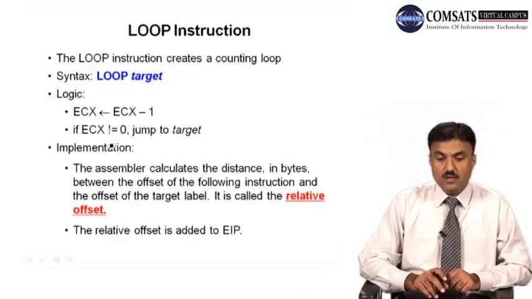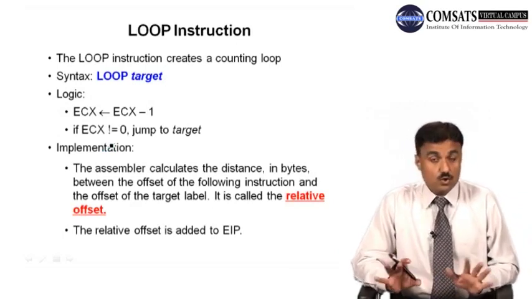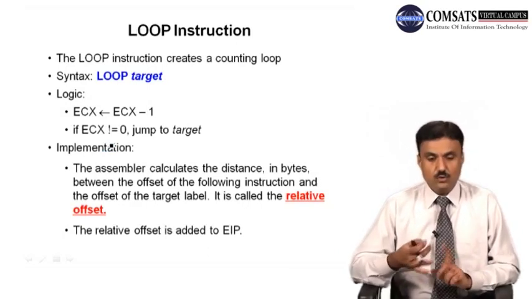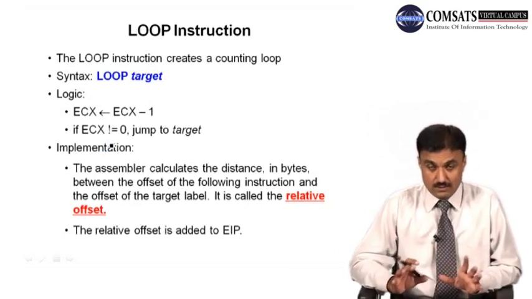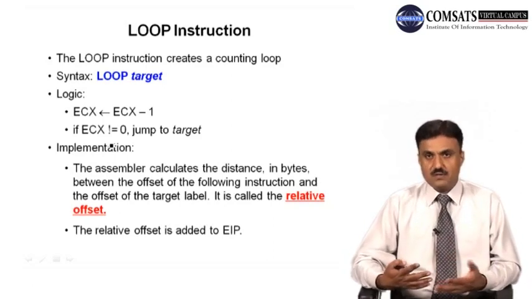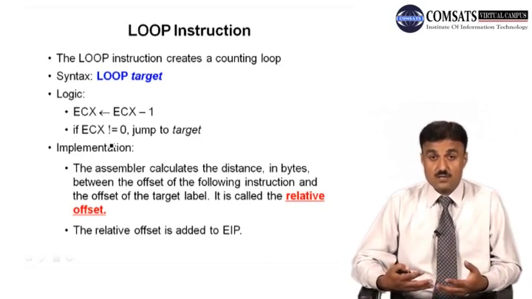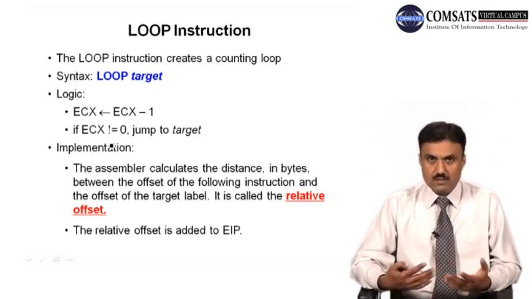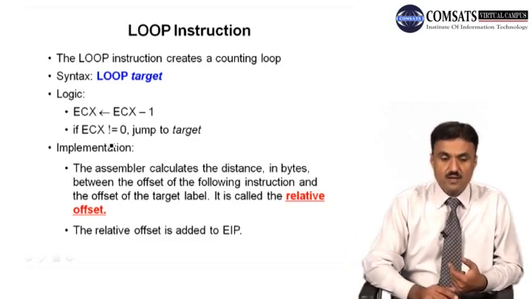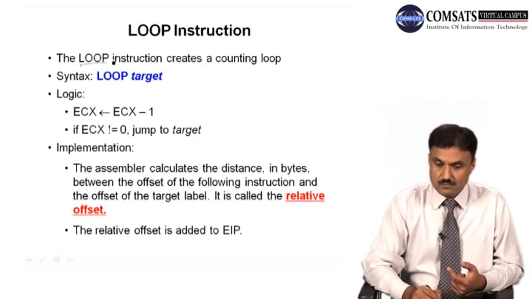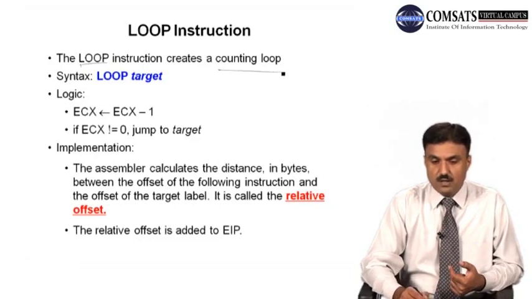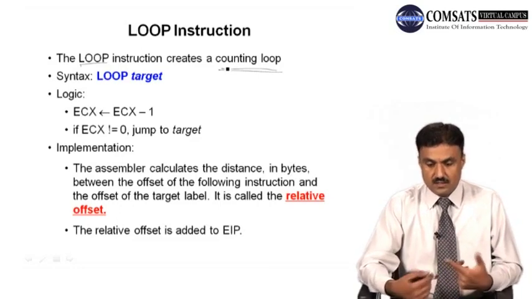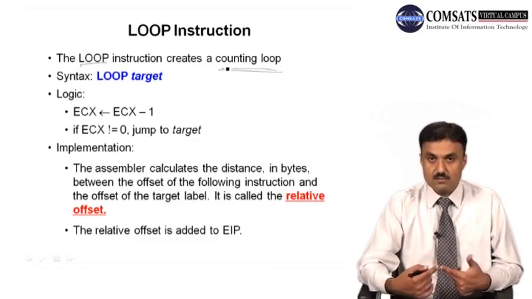Then we have another instruction. There are so many instructions, and right now we are discussing only a few. We are discussing jump and loop during this lecture. In the coming lectures we will discuss other conditional transfer control instructions. There's a huge list, but we are discussing only two of them. So the loop instruction creates a counting loop. Based on some condition, it starts the transfer of control.